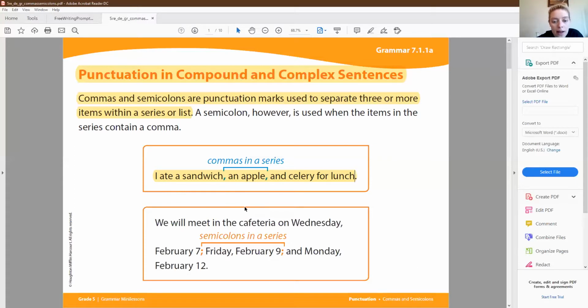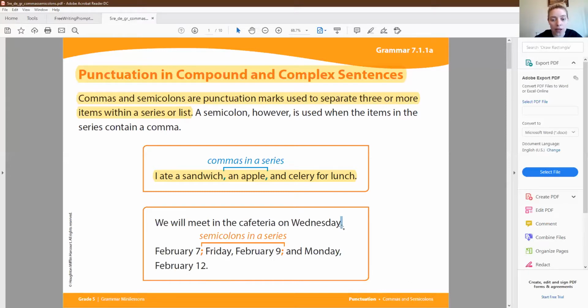Okay, then now let's look at semicolons. Like I said, semicolons are not used a lot, so we're not going to see them often, but one way we are going to see them is in a date, okay? So: We will meet in the cafeteria on Wednesday, February 7th; Friday, February 9th; and Monday, February 12th. So when we write dates, we put commas to separate the day from the month. All right, but now we're listing three different times they need to meet in the cafeteria.